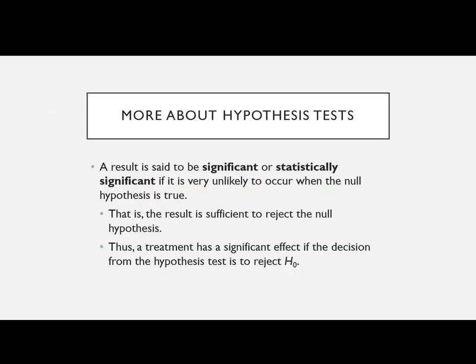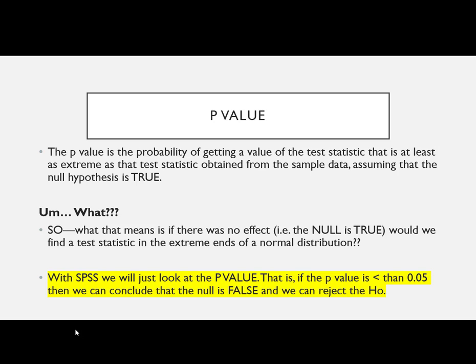So, just to recap, the result is said to be significant or statistically significant if it is very unlikely to occur when the null hypothesis is true. That is, the result is sufficient to reject the null hypothesis. Thus, a treatment has a significant effect if the decision from the hypothesis test is to reject the null. So if we reject the null, it is significant or statistically significant. So, in order to eliminate having to use the t-table, we have to look at the p-value.